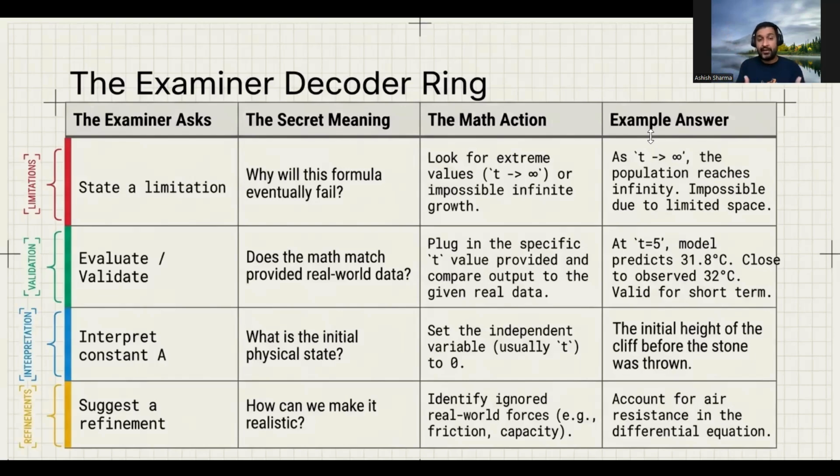And then suggesting refinements. This is the one that students really, really struggle with. Can you suggest a refinement? Essentially, how can you make the model more realistic? Students often give quite generic answers, but you have to keep it specific to the problem. If you've got a question around a rugby ball being thrown, then a suggested refinement to the model might be to account for air resistance in that model. If you've got something else happening, then you've got to look at the context and think, how can I make that model more realistic?